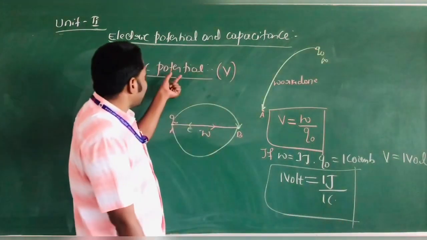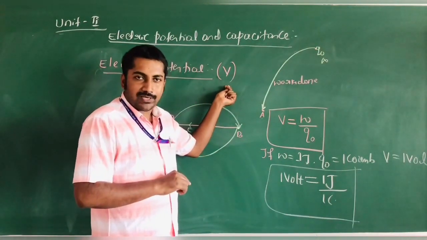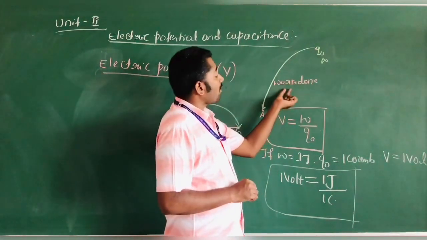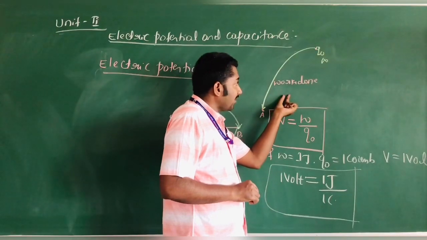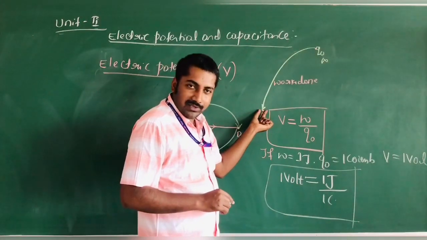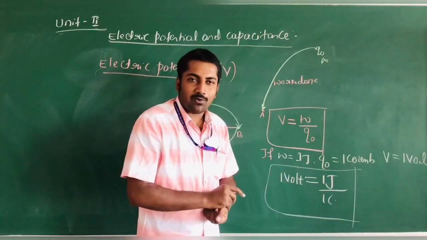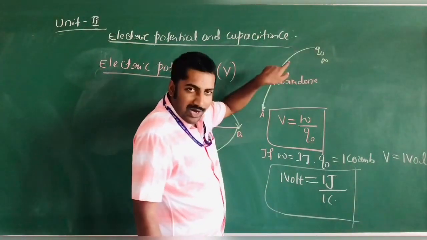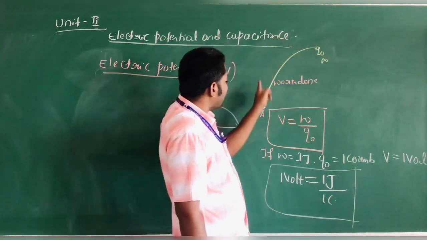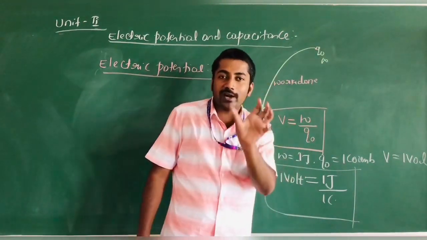Here the electric potential is 1 volt, or 1 volt is defined as when 1 joule of work is done in bringing a unit charge, or 1 coulomb of charge, from infinity to that point against the direction of the electric field. This is known as 1 volt.